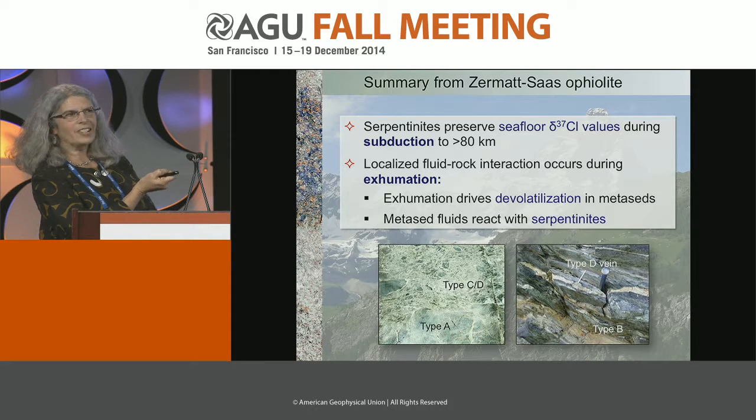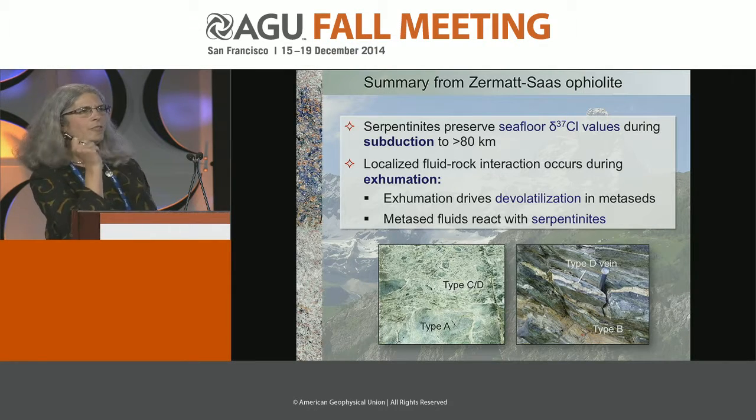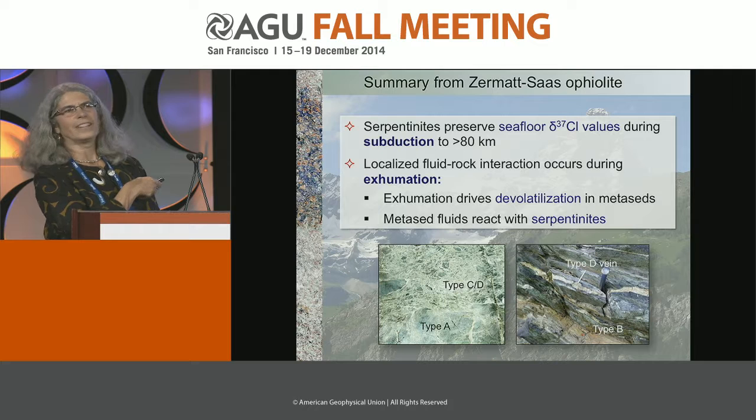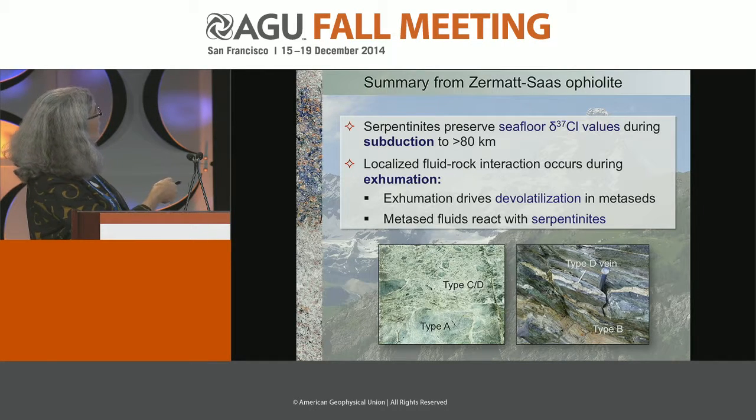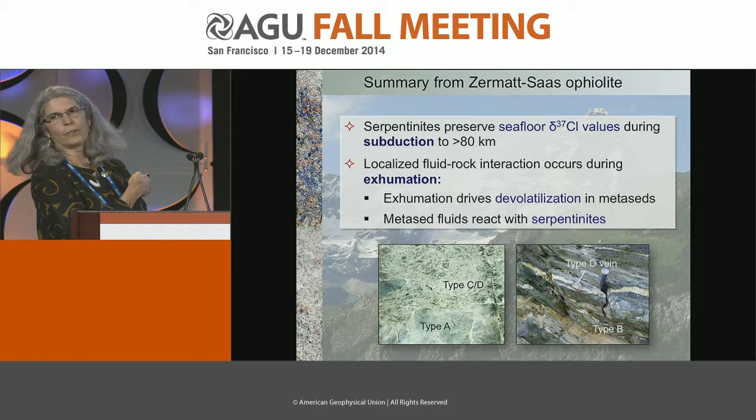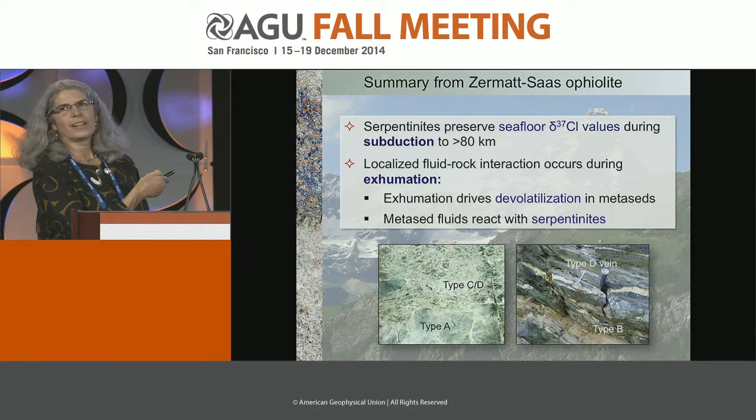So this modification, if we just looked at all of the data together without the textural correlations, we'd say, wow, there's this huge range compared to seafloor serpentinites, and that's not the case. It's only during exhumation that devolatilization reactions are driven in the metasediments. Those fluids then react with the serpentinites in melanges, in veins, and so on, and impart a different isotopic composition.